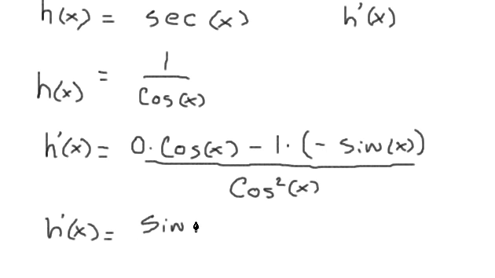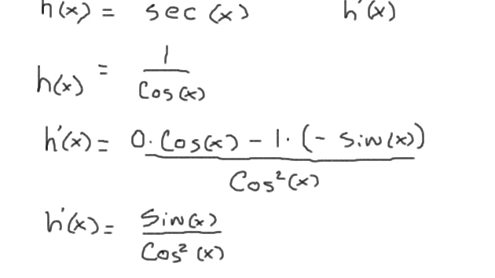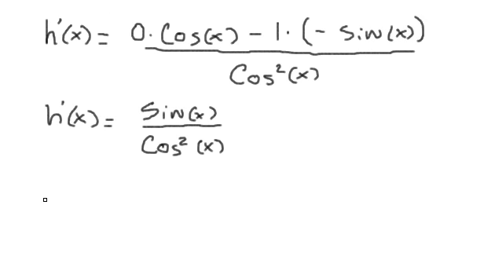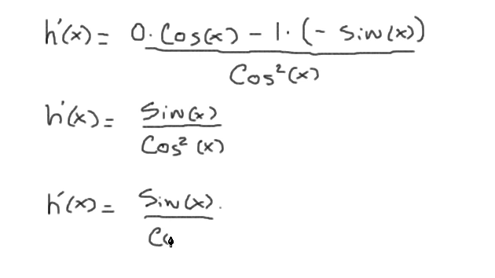So we have sine x over cosine squared x. Now we can rewrite this as h prime of x is equal to sine x times, well, let me just go ahead and write cosine x underneath it here. Cosine x times 1 over cosine x.